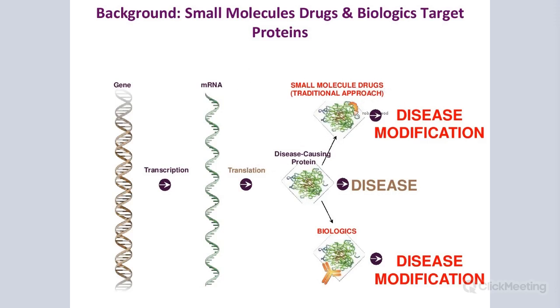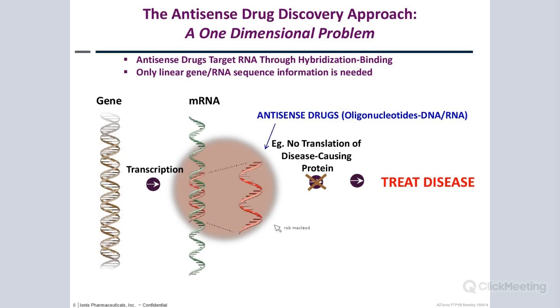And again, targeting the disease-causing proteins with either small molecules, as I described, or even biologics, is a three-dimensional problem. However, if it were achievable to target the RNA, you could reduce this three-dimensional problem to really a one-dimensional problem, where the only thing that would be required would be the sequence of the target mRNA, and thus you could target the disease-causing protein.